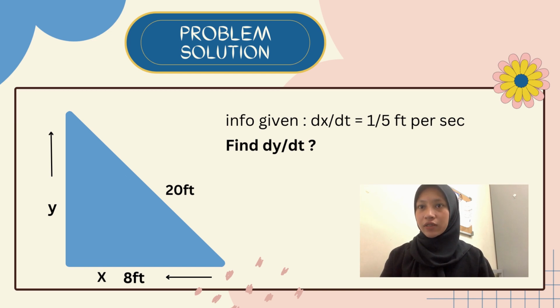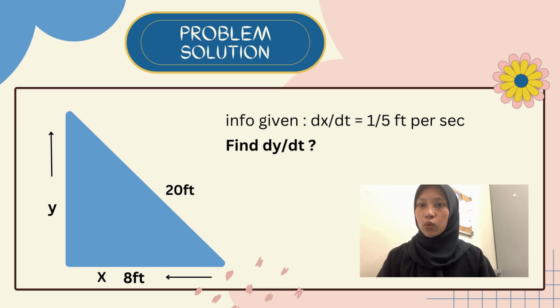To find the rate of the top of the ladder, or recall as y, moving up after 5 seconds, we can draw and label the quantities given related to the problem statement. From the problem statement, we know that the bottom of the ladder is 8 feet away from the house wall. The ladder is also moving at the rate of 1/5 feet per second. Based on the question, it asks how fast the top of the ladder is moving up, which is dy over dt.